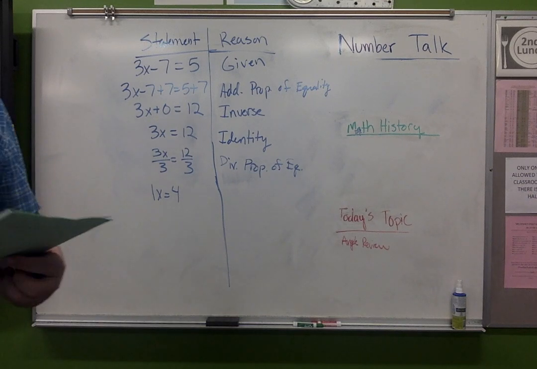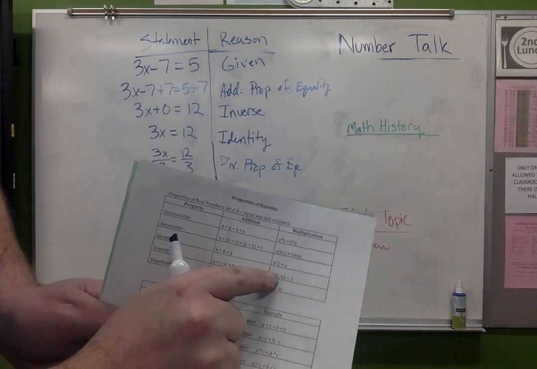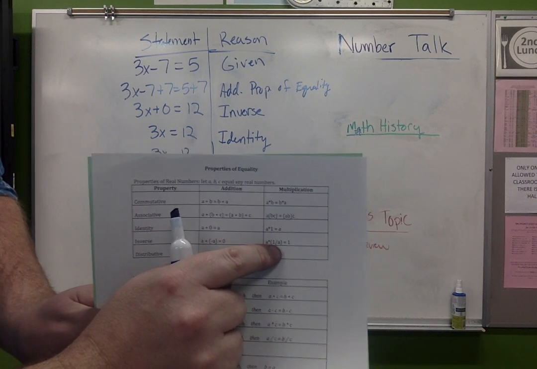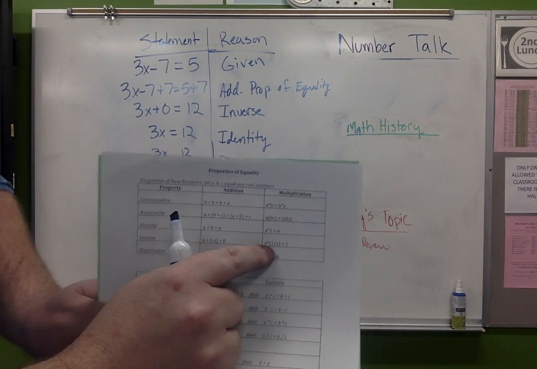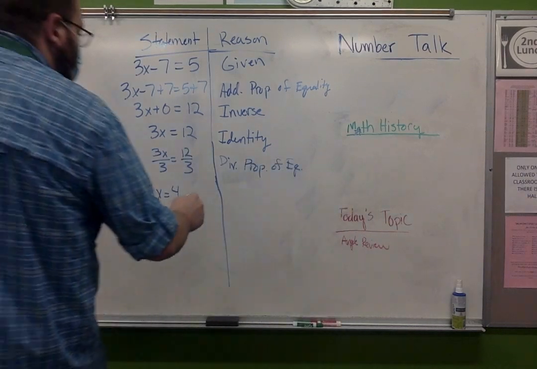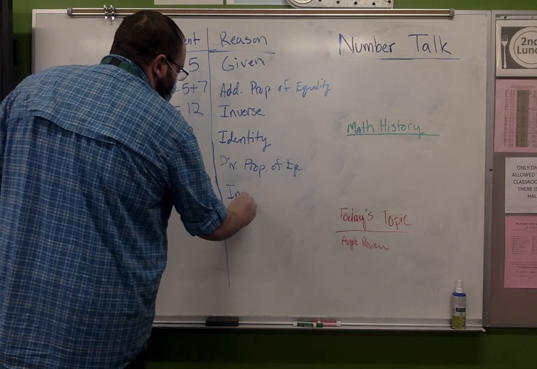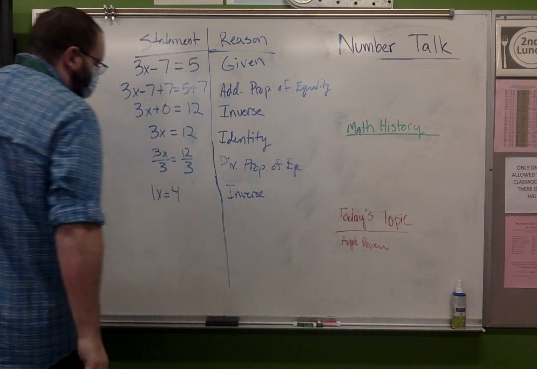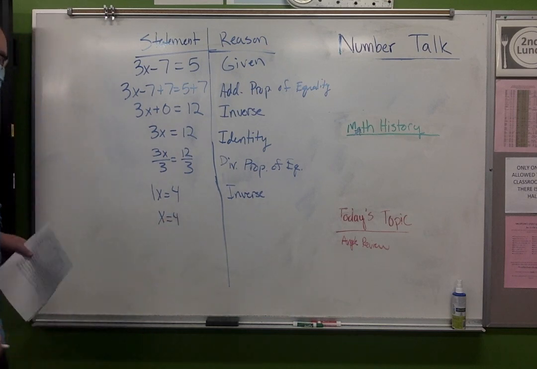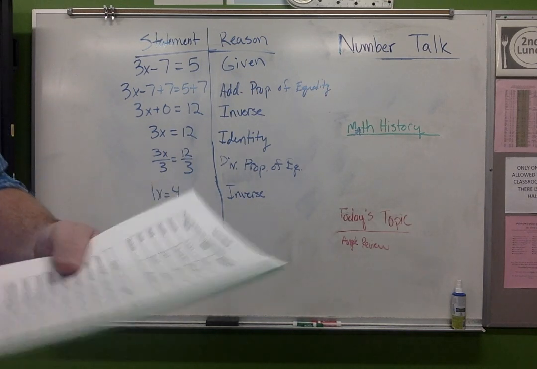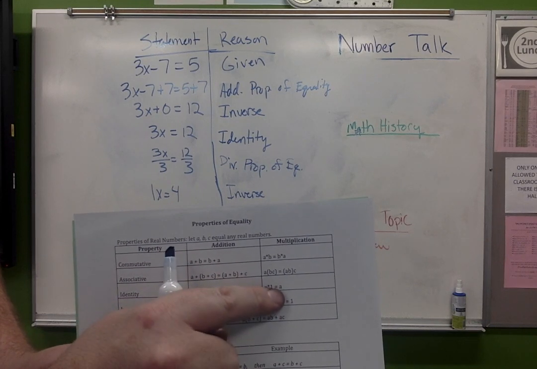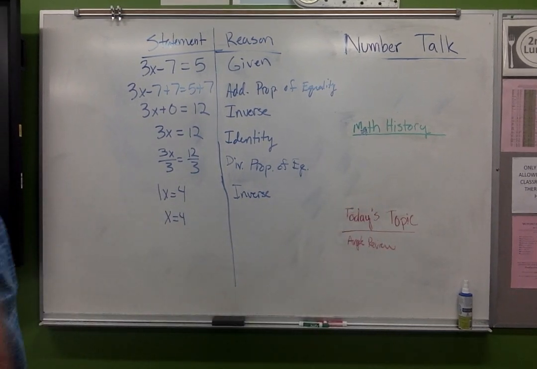Once again, if you look at the multiplication side, when you multiply a number by its reciprocal, or sometimes we call it inverse, it equals 1. So when you multiply two numbers together that equal 1, they're inverses. So inverse. 1 times x is just x. So whenever you multiply a number by 1, you get the same number out. That's the identity property.